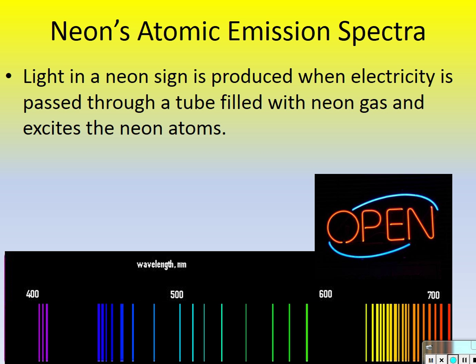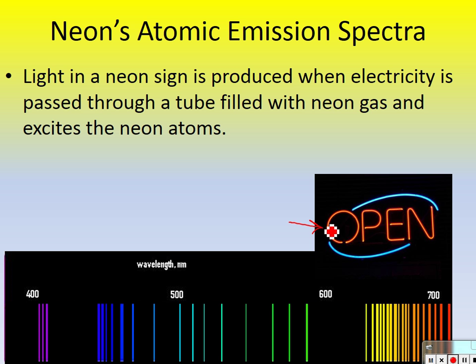Okay, here's a neon sign. Everyone's kind of familiar with the neon sign. It lights up this kind of reddish orange color. Let's talk about why it does that. So light in a neon sign is produced when electricity is passed through a tube filled with neon gas and it excites the neon atoms.